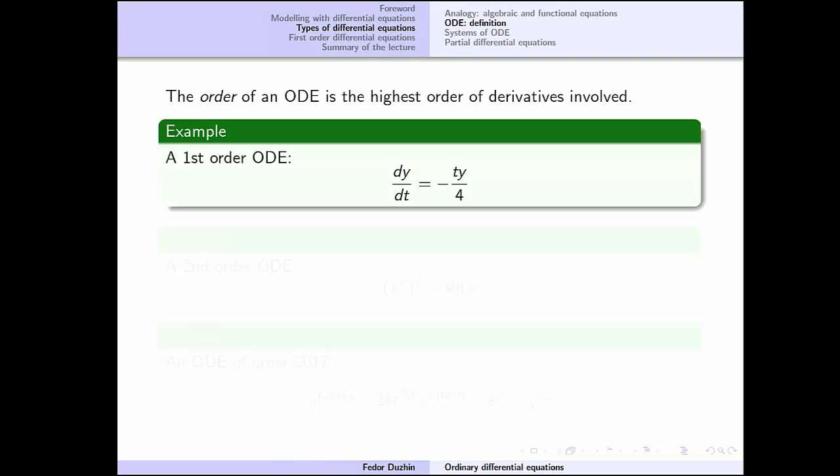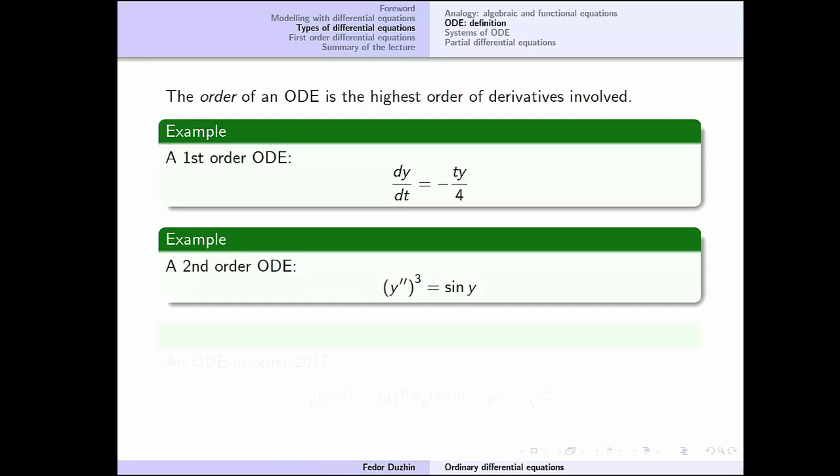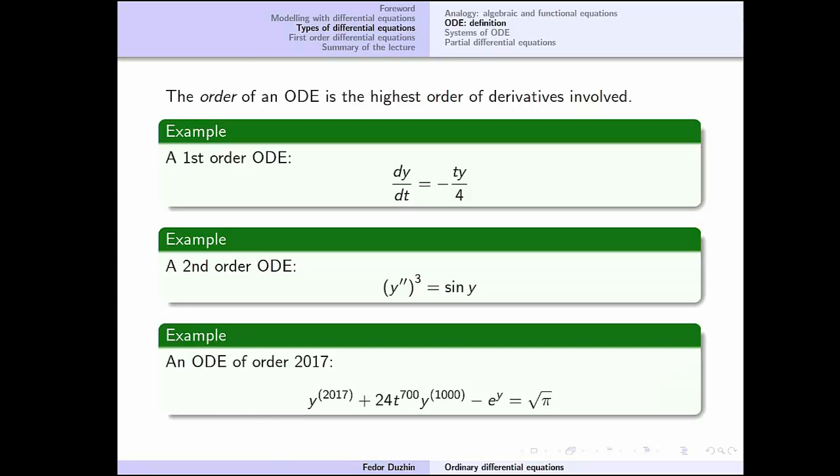And the order of an ODE is just the highest order of the derivatives involved. So if the highest derivative is the first derivative, it's a first order ODE. Second derivative, second order ODE, and so on. So this is an ODE of order 2017. Notice that this notation here, y with a superscript in brackets 2017, means that this is y prime, prime, prime, and so on, 2017 times prime.